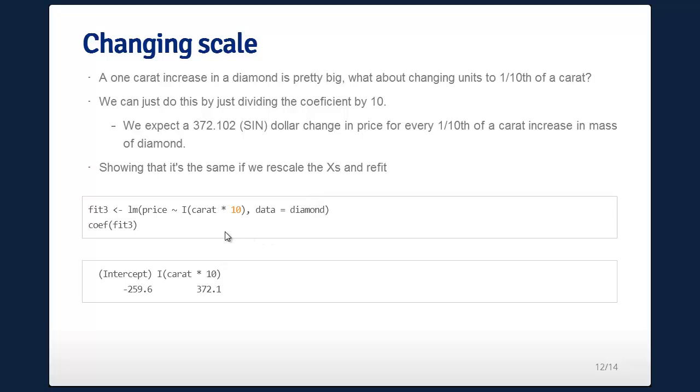But of course, you could refit the model, right? And I just show you this right here. By now, instead of putting carat in the model, I put in carat times 10, right? And you get the coefficient, appropriately divided by 10.